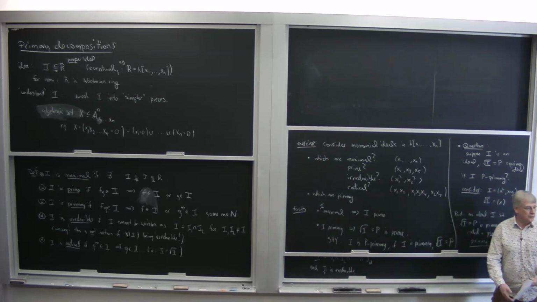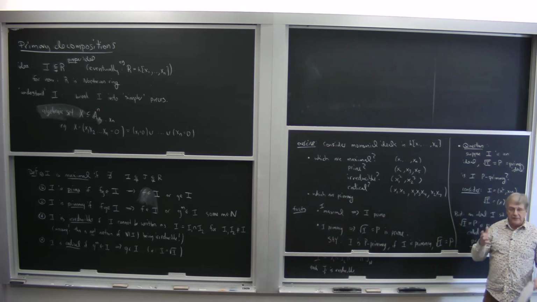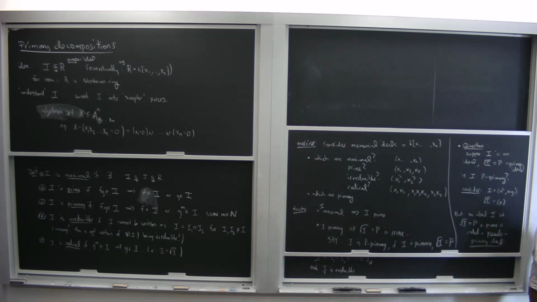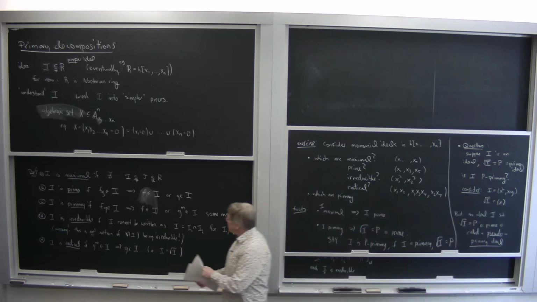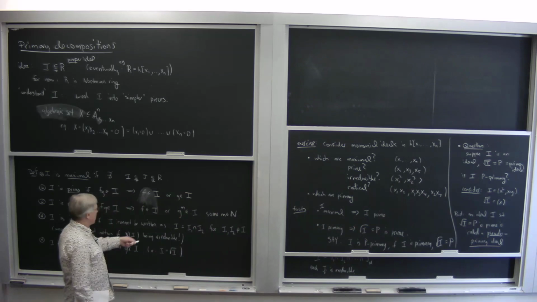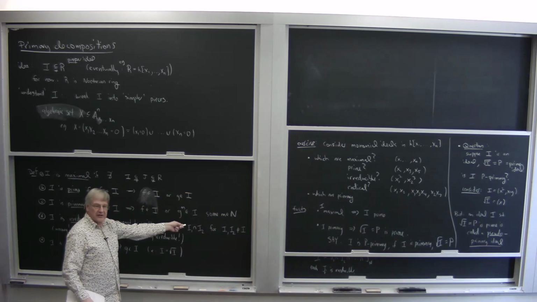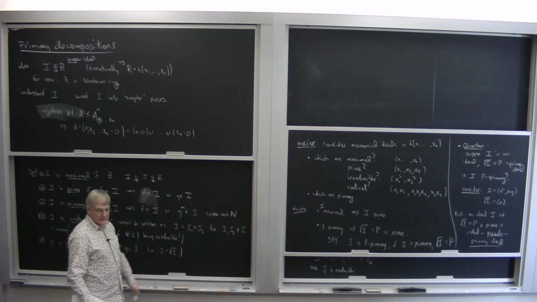X1 squared, X2 cubed is irreducible. So the kind of thing is that if you have a factorization inside of an ideal, and neither of the terms is in it, then maybe you could add F to one of the elements and G to the other element, if F times G is in there.